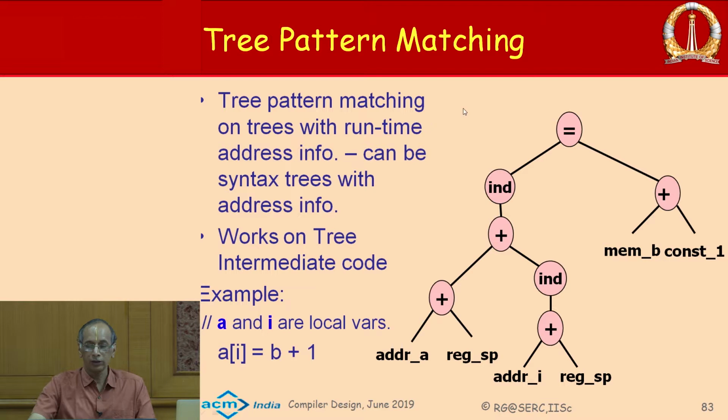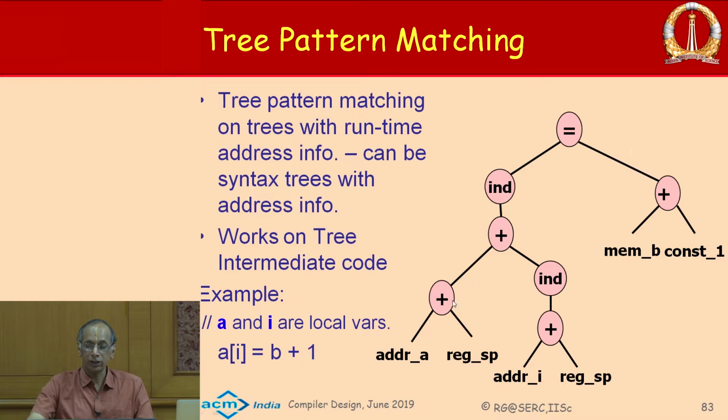Before we go into those details, let us first look at how this tree pattern matching based code generation works. For this, we are going to use an intermediate representation called the tree intermediate code. Tree intermediate code is a tree like structure, not a DAG. Okay. And let us see an example to understand this. So, this is the intermediate statement for which I want to generate the code: A of I is equal to B plus 1, right.